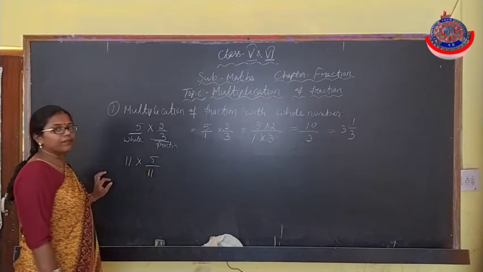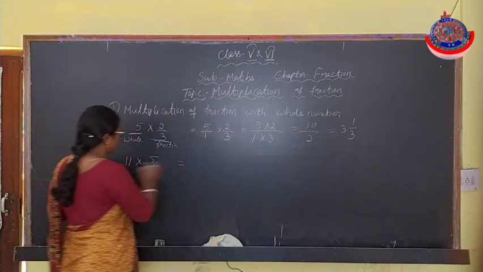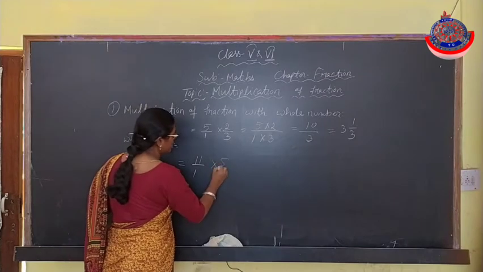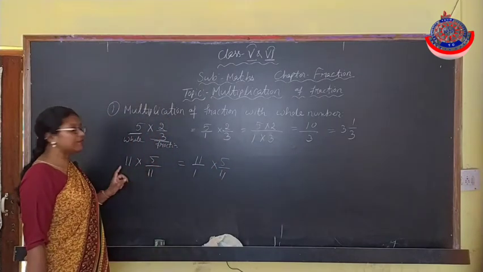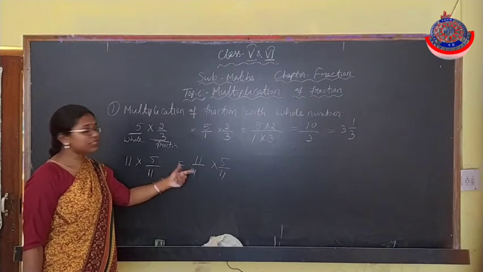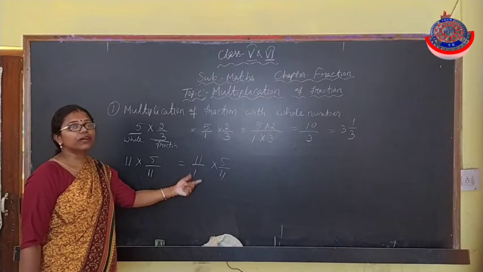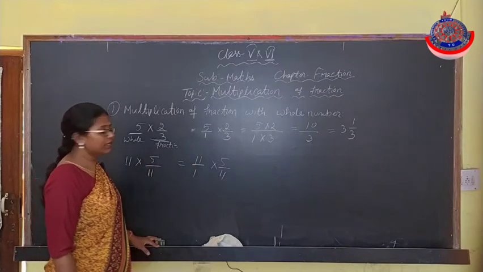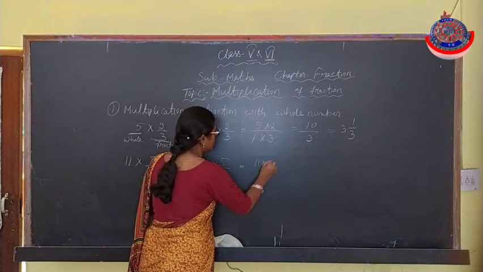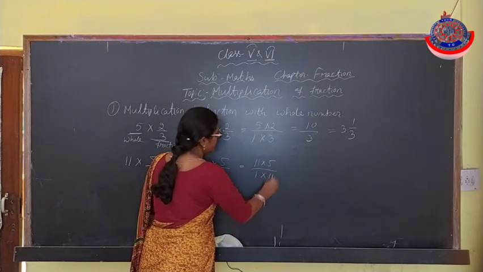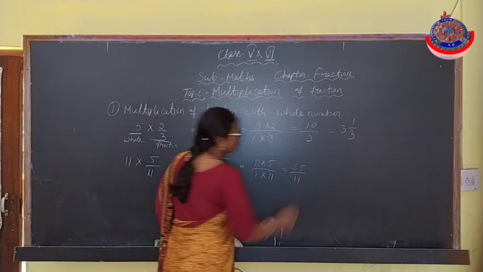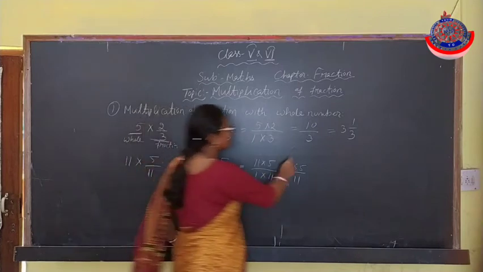11 into 5 by 11, suppose. I can write 11 by 1 into 5 by 11, because I told you earlier a whole number can be written as a fraction just by writing 1 as the denominator. Now we will do 11 into 5 by 1 into 11, that is 55 by 11. Okay, now it can be reduced.